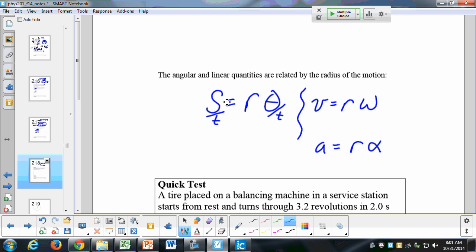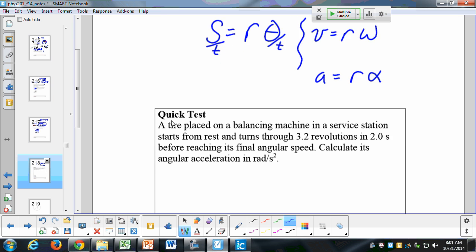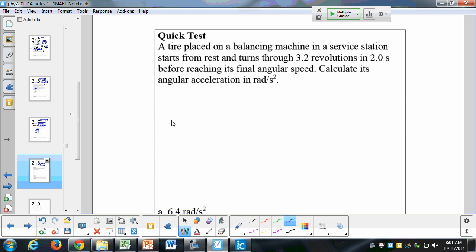Let's try this quick test. I have a tire. It's on a balancing machine, you know, one of those things you put a tire on, it spins it, and you put the weights on it in order to make it not wobble. Anyway, so it spins, starts from rest, turns through 3.2 revolutions in 2 seconds before reaching its final angular speed. Calculate its angular acceleration. Notice the units here are different.